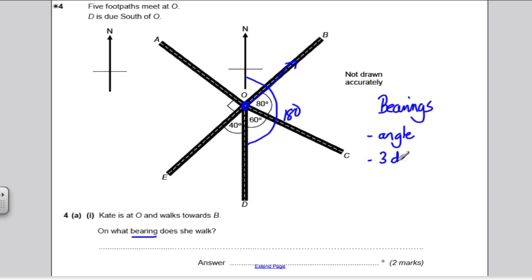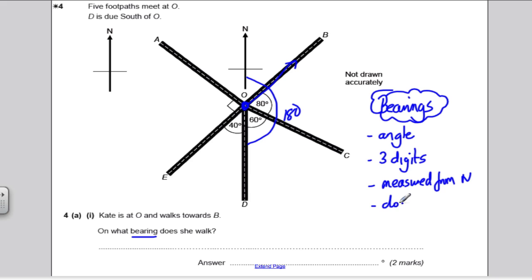They are 3 digits. They must be given in 3 digits. They are always measured from the north. From north. And lastly, they're measured clockwise from the north line. So we want to work out what direction or what bearing that Kate is walking along.